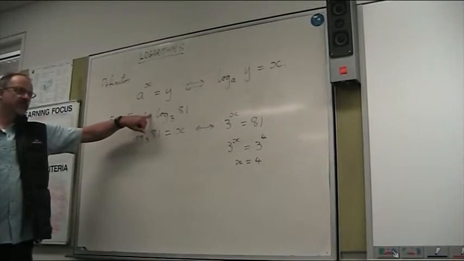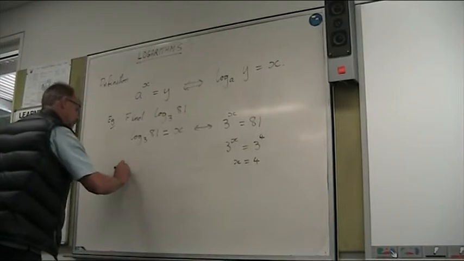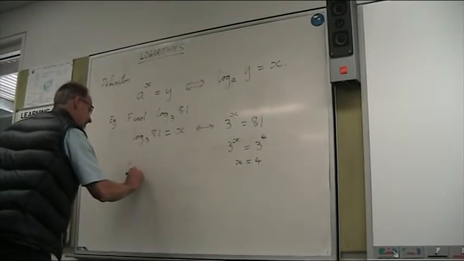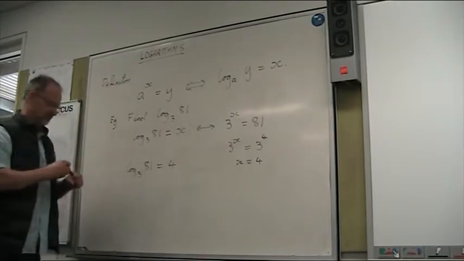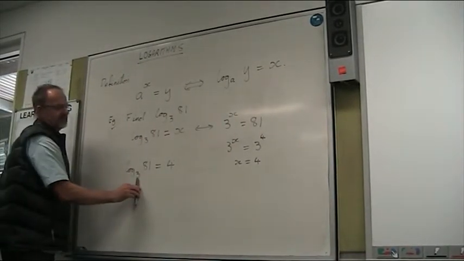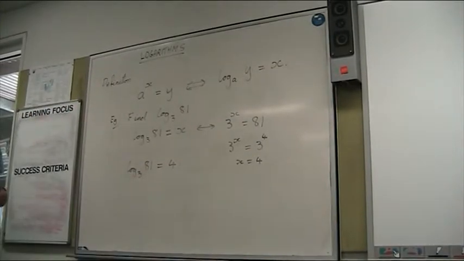So our original question here was what's log to the base 3 of 81? Well, log to the base 3 of 81 is 4, because we've got to raise 3 to the power of 4 to get 81.